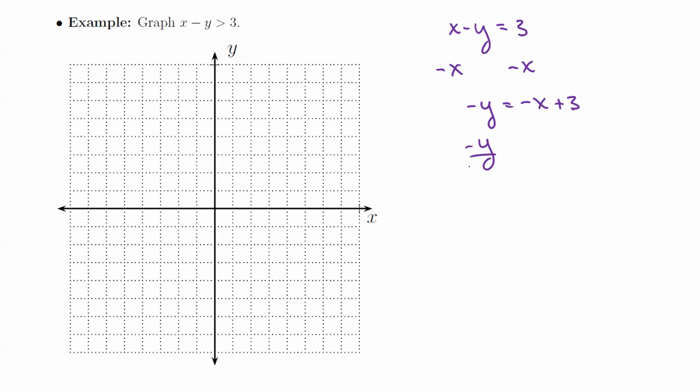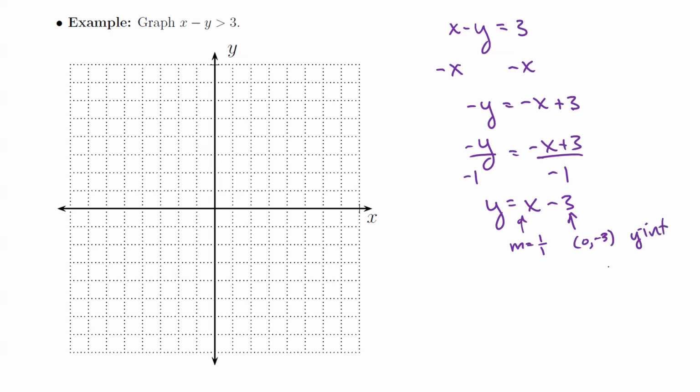And then we will divide by -1 on both sides. So y is equal to positive x minus 3. So this is one where we have a slope of 1 over 1, right? 0, -3 is the y-intercept. So I'm going to graph this line.